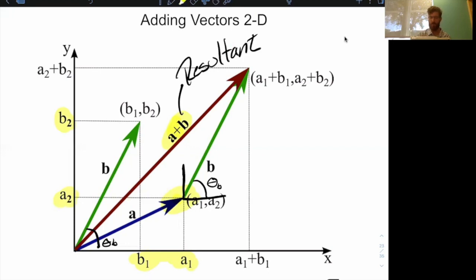This right here, ladies and gents, A plus B, is what we call the resultant. And I really need you to be familiar with this word, ladies and gents. The IB loves to use that term resultant. So make sure we're familiar with what they mean when we say that. It is the sum of our two vectors.